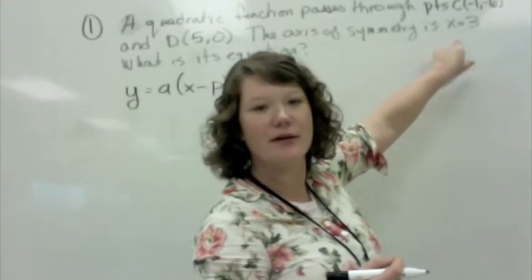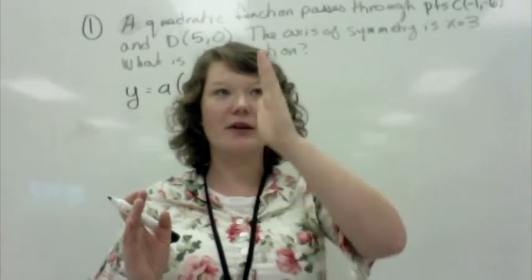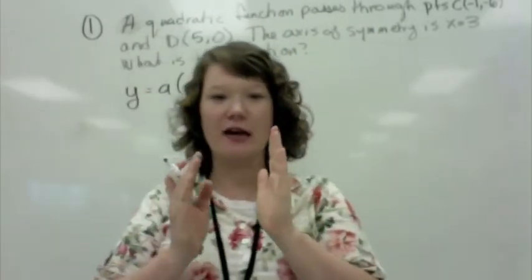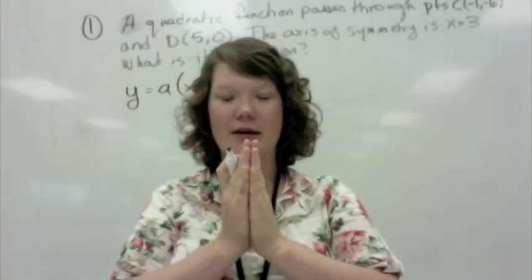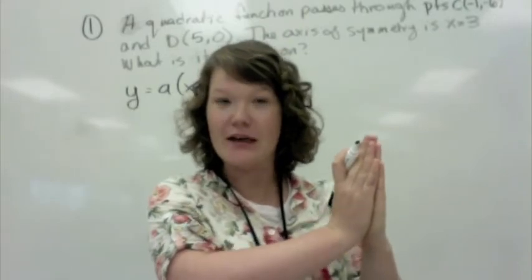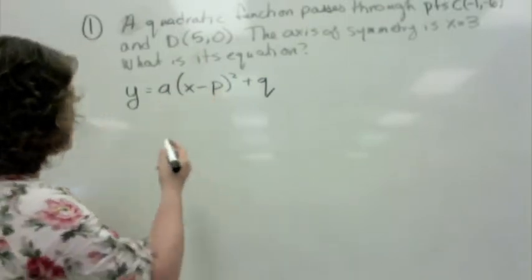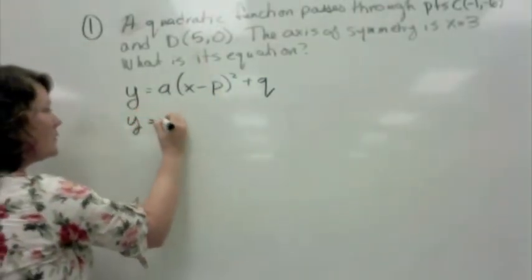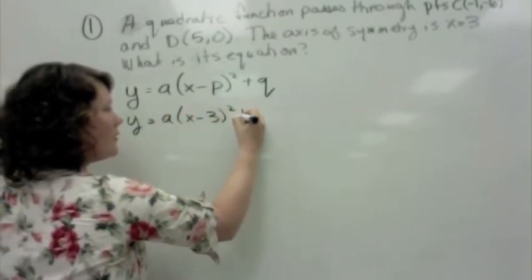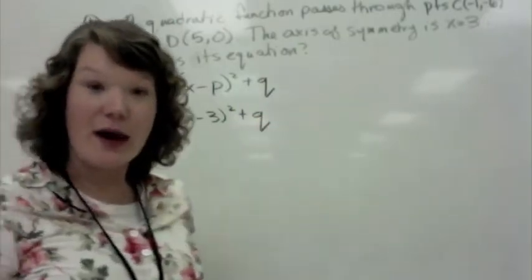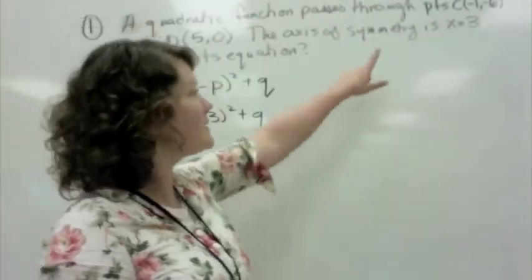So what we first want to do is use the information that we have right here, x equals 3. Since x equals 3, it means that the vertical axis of symmetry is no longer at 0, which is the mother function, but it is now at 3. So that means that p is 3. When we substitute it in, it becomes y equals a(x minus 3) squared plus q. Great. So we have one less letter to deal with. That is fabulous.